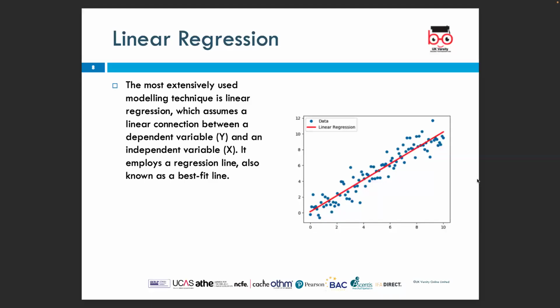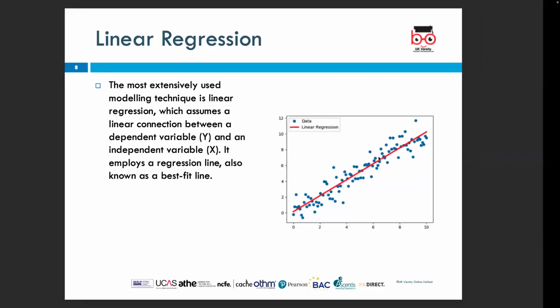Linear regression, the most extensively used modeling technique, assumes a linear connection between a dependent variable y and an independent variable x. It employs a regression line, also known as the best fit line. So we have this line, which is the linear regression line, and in between that line we have loads of data. Obviously, we know what the x and y axes on this chart are. So that's what linear regression is.